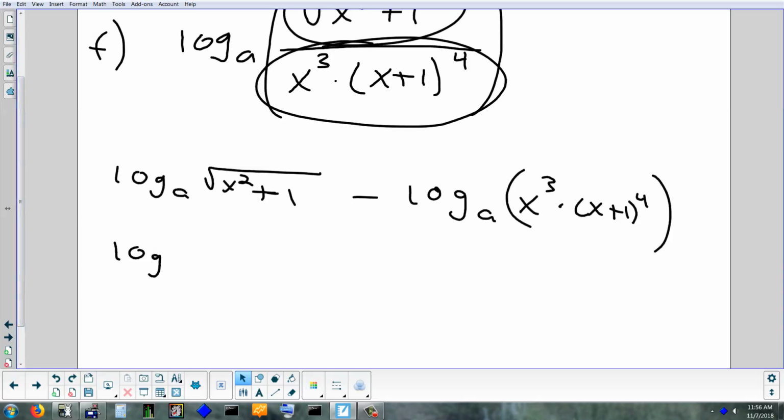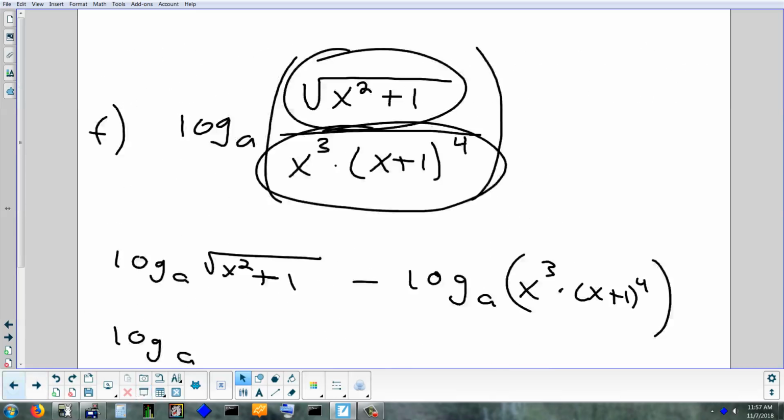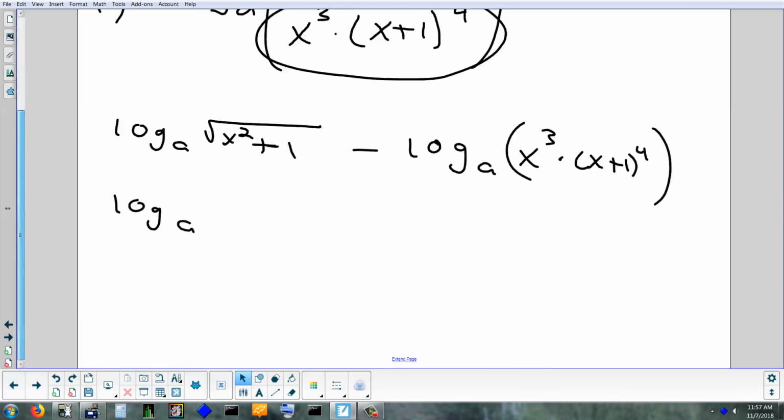Now, this first one, we have to be a little careful. There's a square root in it. And the directions said to write powers as factors. Well, you might look at that and say, I don't see a power there. But a square root is hiding what power? A half. So what I could really do is put x plus 1, again, parentheses to make it clear that all of that is going into the log. And I could put a 1/2. But eventually, where's that 1/2 going to have to go? They want it in front. That's what they said. So the first part's done. There's nothing else you can do with that.